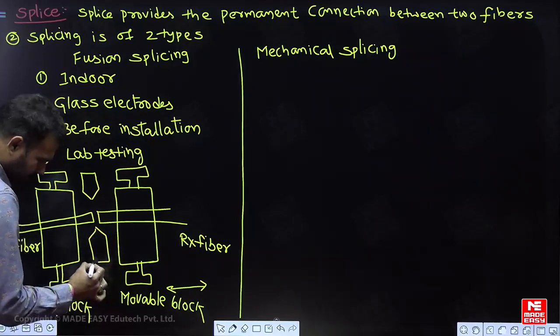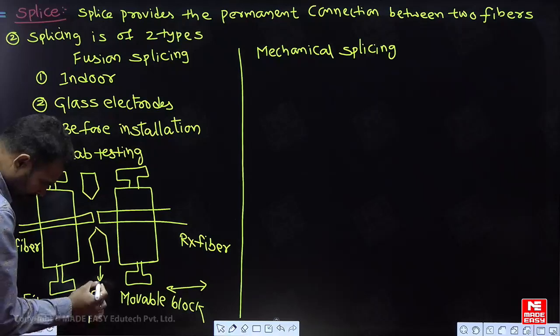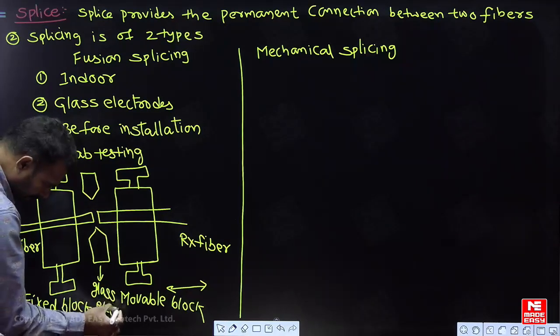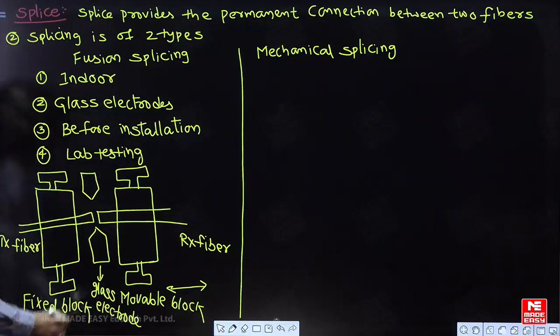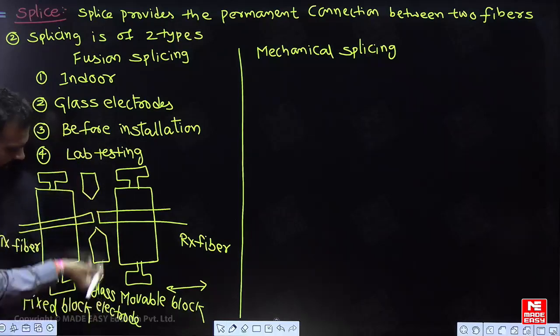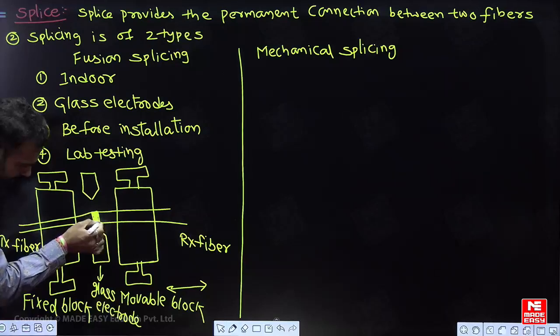What is this? It is a glass electrode. This is the glass electrode. I am writing here, the name is glass electrode. What we understand very clearly is that by fusing with this glass electrode, it is going to be melted, and a connection is going to be formed between these two, as shown in the figure.